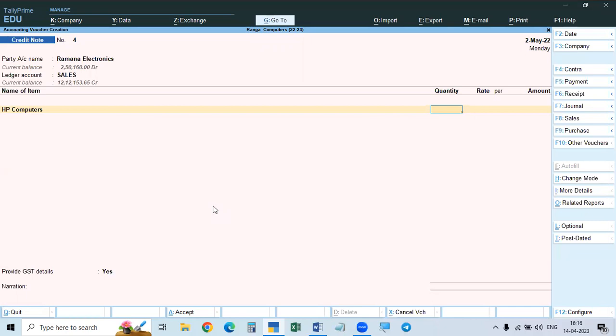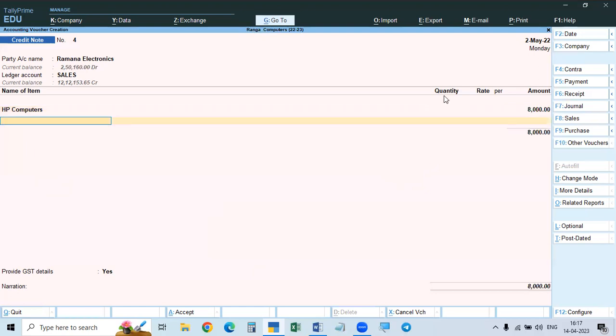So we should not enter any quantity. If we are not entering quantity, we cannot enter rate also. Directly go to amount and enter the amount. How many are there? 8 HP computers, 8 numbers we sold. For each one, we billed more by 1000. So for 8 numbers, the total amount will be 8,000 rupees. Remember this.